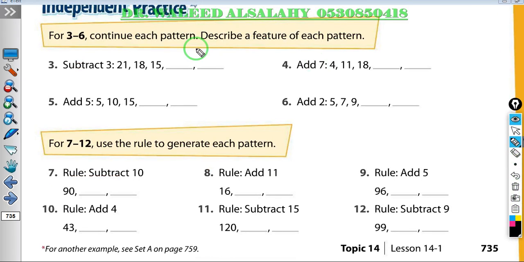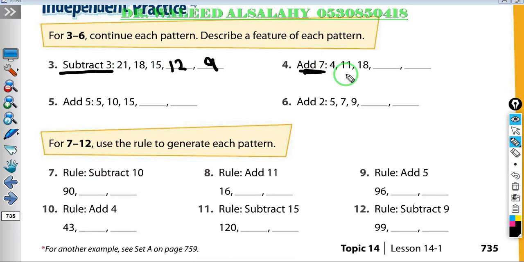So any pattern must have a rule here. He said subtract 3. 21, subtract 3, it will be 18. Subtract 3, 15. Subtract means go back 3. Go back 3 for 15, it will be 12. Go back 3, it will be 9.